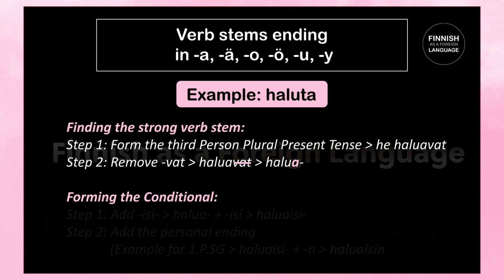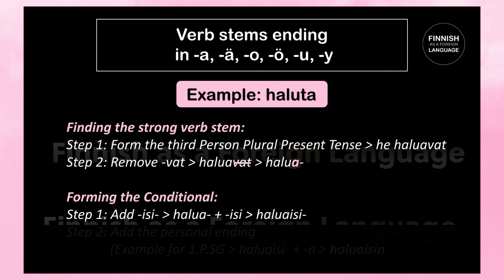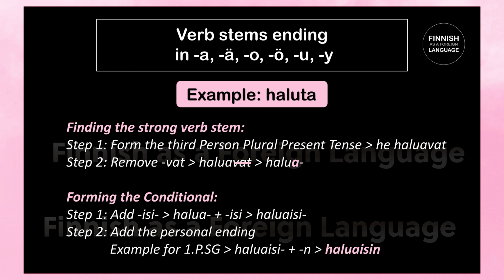Now we can finally form the conditional. Again, also here we have 2 steps. Step number 1, add isi. So halua plus isi is haluaisi. Then step number 2, add the personal ending. So for example, for the first person singular, the so-called minä form, it would be haluaisi plus n, and we get haluaisin. This is the first person singular conditional mood, and it means I would want or I'd like.